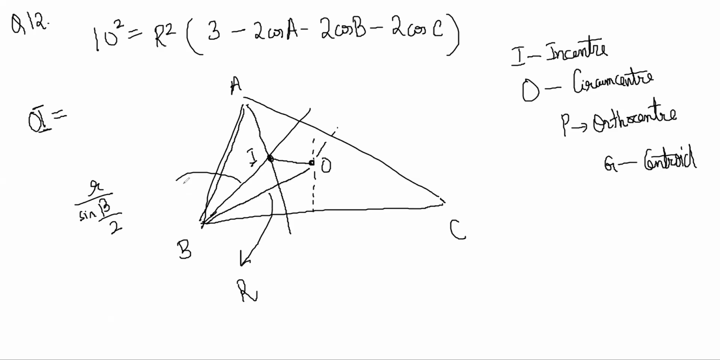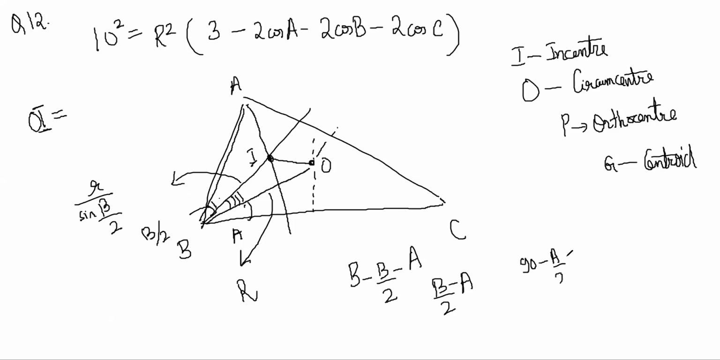Then this angle also we know now, because this angle is B by 2 and this angle is A. This angle is A, this angle is B by 2, the overall angle is capital B. So this middle angle is equal to B minus B by 2 minus A. So this becomes B by 2 minus A, and B by 2 can be written as 90 minus A by 2 minus C by 2. Okay, wait. I think I've made some mistakes somewhere.